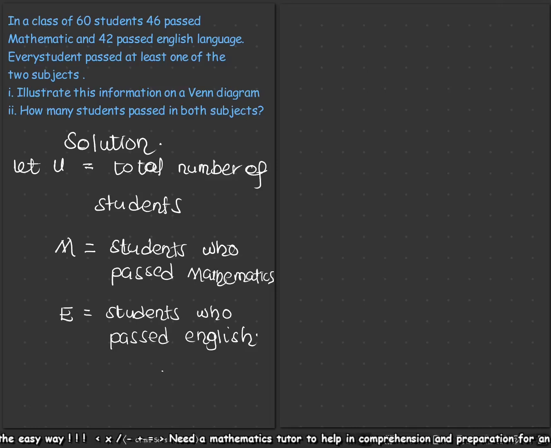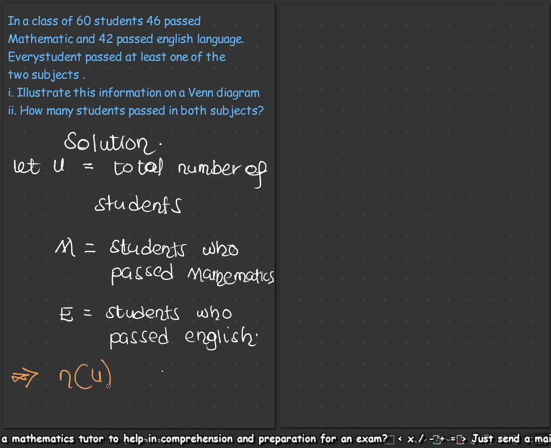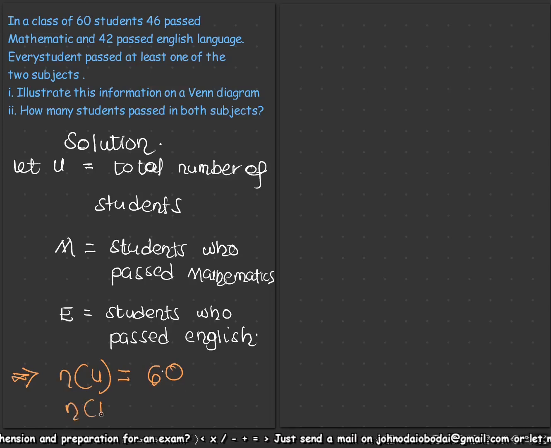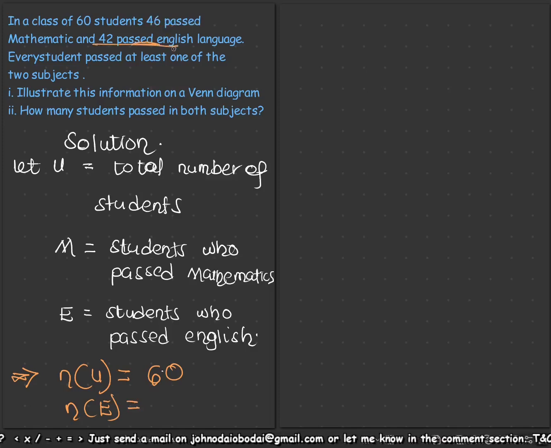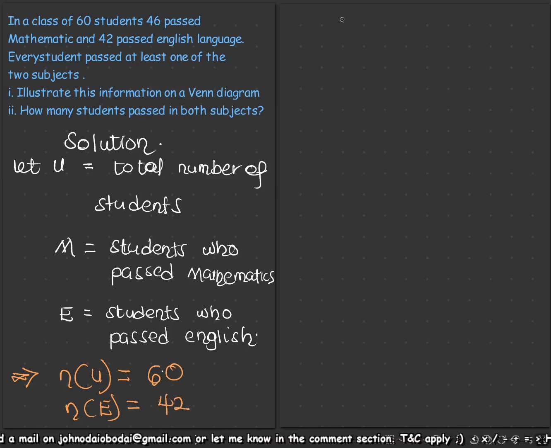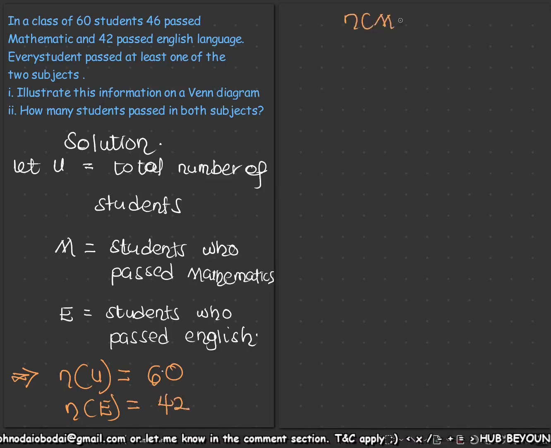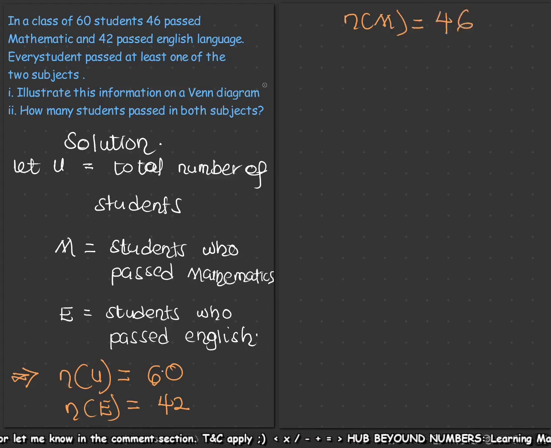So if that has been written, then we can say it implies that the total number of students is then what? 60. So that is 60. And then the number who passed in English, as we were told, is 42. So I put my 42 here. Then I can come and say the number who passed in mathematics is going to be what? The 46.